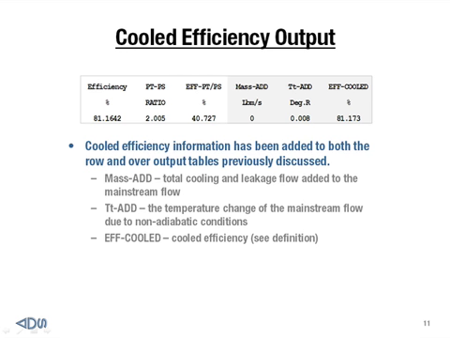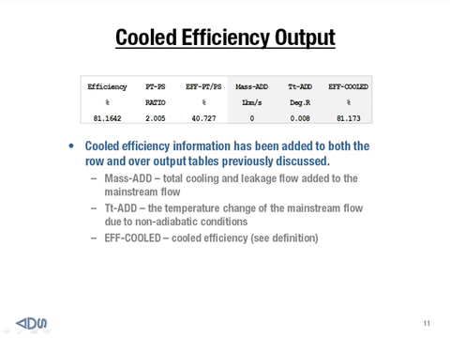Now this chart provides cooled efficiency information which has been added to both the row and overall output tables that were previously discussed. There are three terms that have been added. Looking down below, the white columns are what you've seen before, the two previous efficiency definitions. The three columns that have been added are the total mass flow of cooling and leakage flows that have been added to the gas path, and the next column is the total temperature, from the equivalent total temperature change for non-adiabatic conditions.